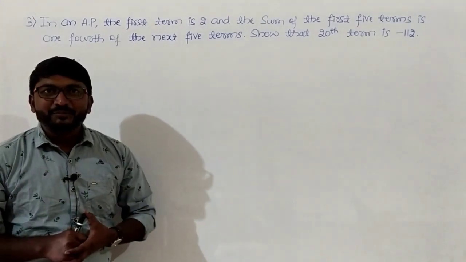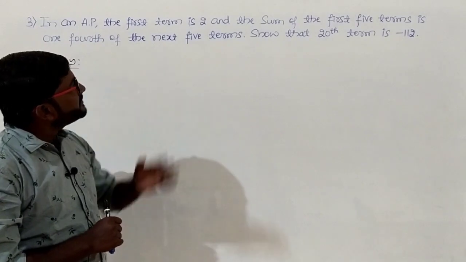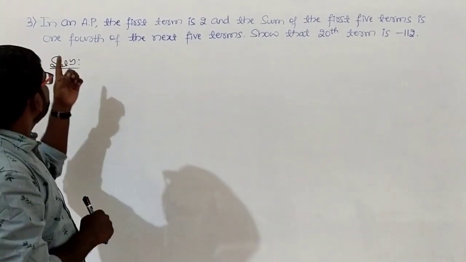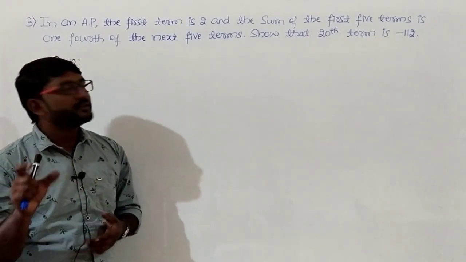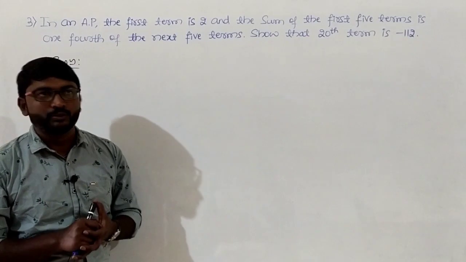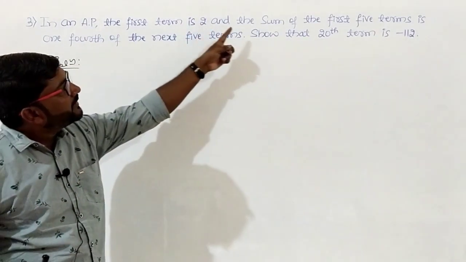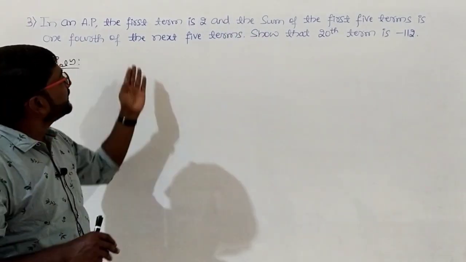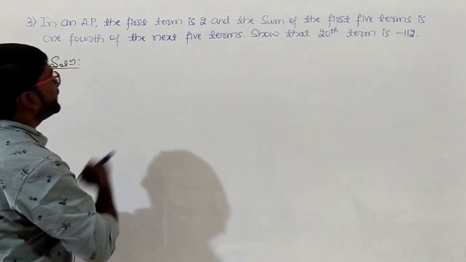Well, the third problem is: in an arithmetic progression, the first term is 2 and the sum of the first 5 terms is 1/4 of the next 5 terms. Show that the 20th term is minus 112. So he has given the first term, that is 2, and says the sum of the first 5 terms is 1/4 of the sum of the next 5 terms. So we have to write this clearly.